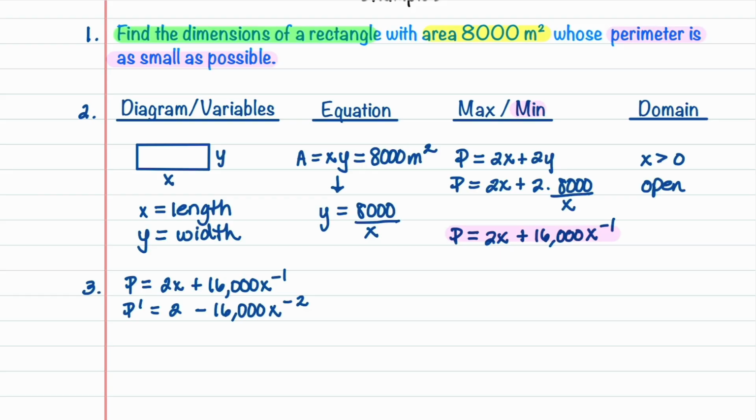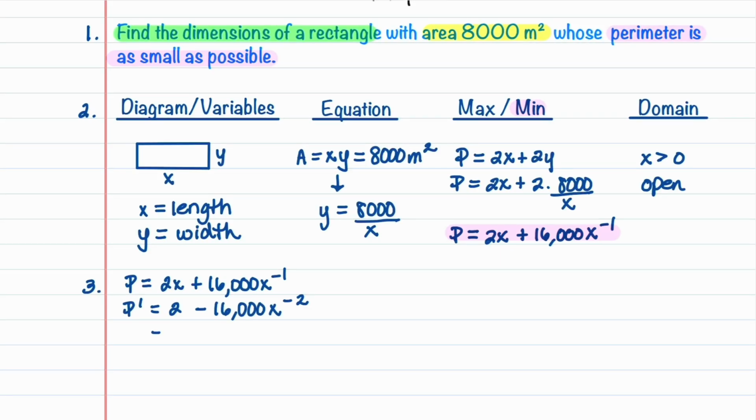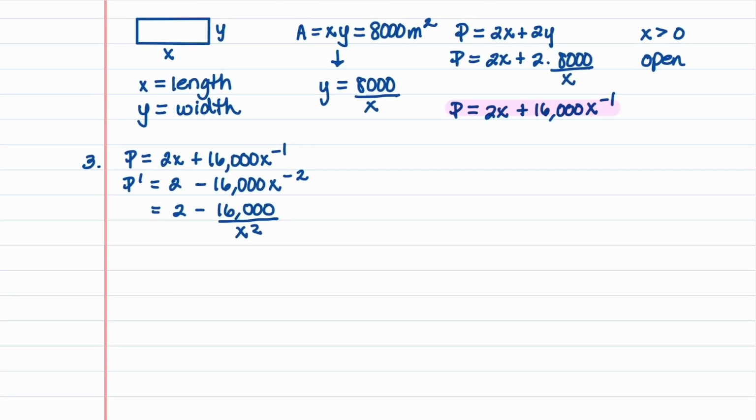We need to set this equal to 0, so let's simplify this first. This is 2 minus 16,000, all divided by x squared. And now we can get a common denominator. That's x squared. So we have 2x squared minus 16,000 in our numerator. I'm going to highlight this because we're going to need this in a little bit.